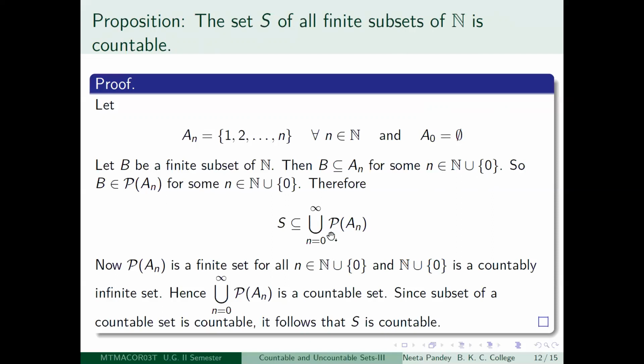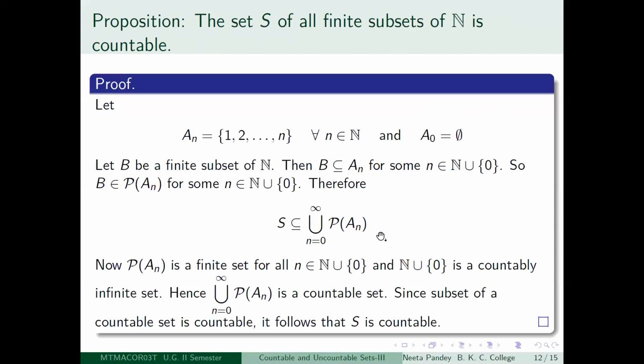So that we denote like this. Infinity again here is only a symbol. So we just denote it like that. And what we have proved here is that if I take any element of S, then it will be an element of one of the power set of An. So it will be the element of the union.